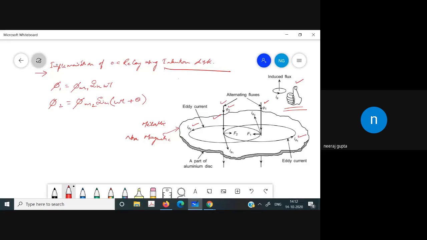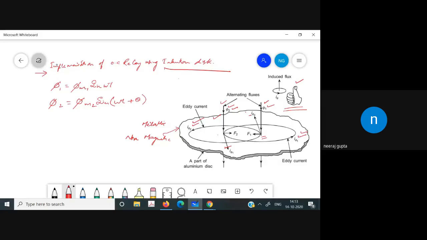Now, this is the current. Because of this flux phi1, we have the induced current I phi1, and because of the flux phi2, we have the induced current I phi2. Now you will see that this flux phi1 will interact with the current I phi2 at this point, and flux phi2 will interact with the current I phi1 due to this disk.